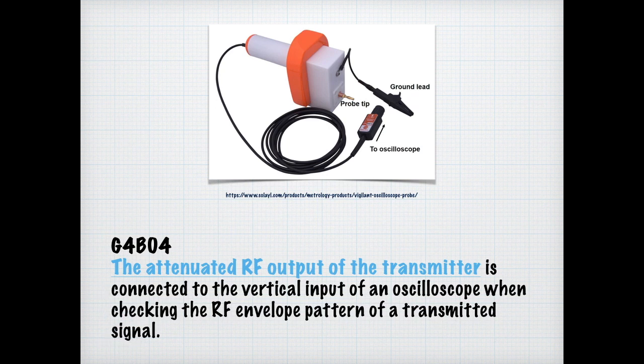Attenuation is something that's just simply reducing it. So if you attenuate a signal, you're just reducing the strength of it. For the exam, you need to know that the attenuated RF output of a transmitter is connected to a vertical input of an oscilloscope when checking the RF envelope pattern of a transmitted signal. And in the photo is an attenuator for an oscilloscope.